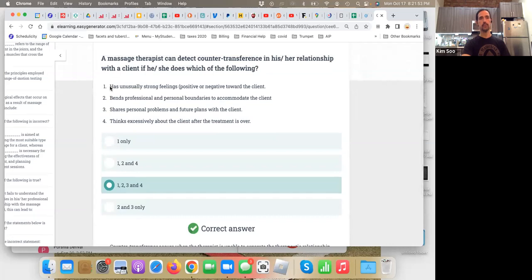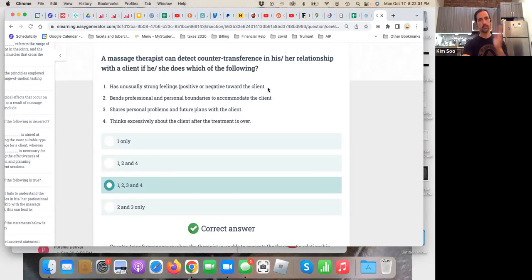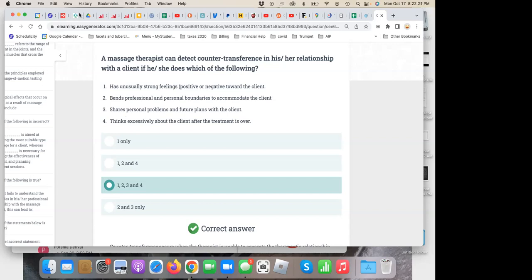Okay. So 1, if the therapist has unusually strong feelings towards the client, that is countertransference, therapist to client. Number 2, if the therapist bends professional and personal boundaries to accommodate the client, that's countertransference from therapist to client. Number 3, if the therapist shares personal problems and future plans with the client, that's countertransference from therapist to client. And number 4, if the therapist thinks excessively about the client after their treatment is over, that's countertransference from therapist to client.